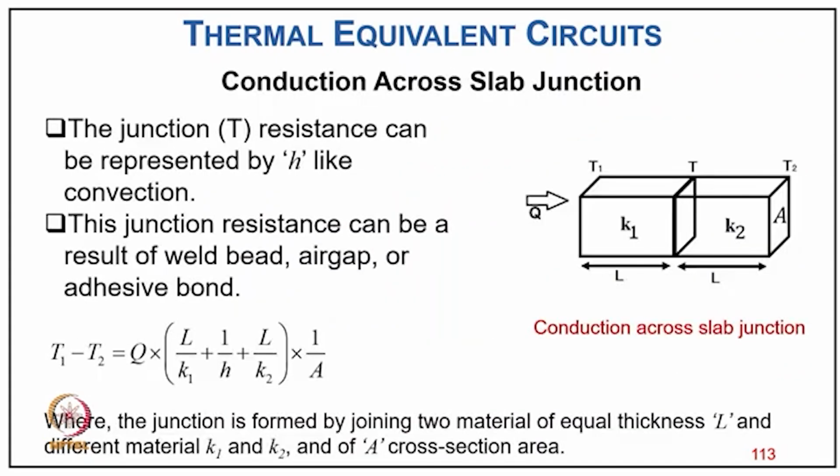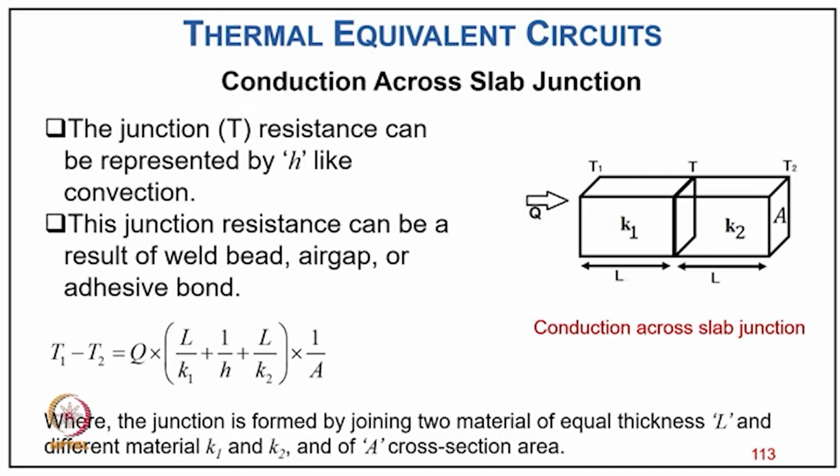Now coming to conduction across a slab junction, in many applications we use this kind of geometry. The junction resistance can be represented like convection with a coefficient h, and the junction resistance can be the result of a weld bead, air gap or adhesive bond. So T1 minus T2 will be equal to Q times (L upon K1 plus 1 upon h plus L upon K2), equal to L into 1 upon A.